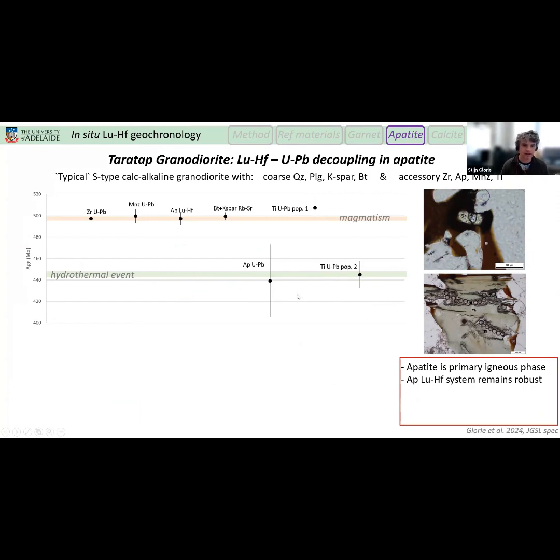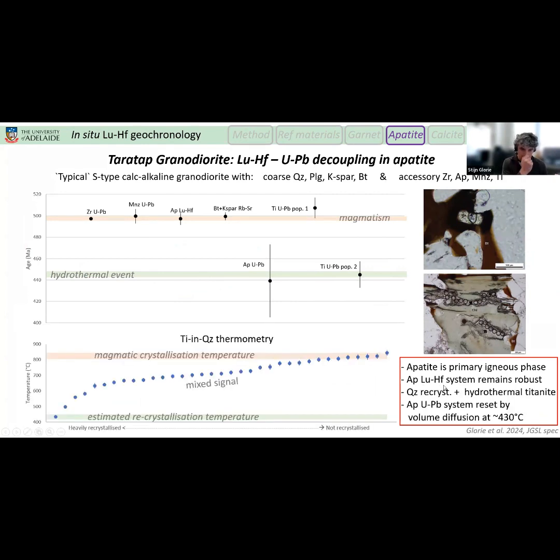But clearly some of that has also affected the apatites inside the same rock. Key point is that the apatite hafnium system remains robust to whatever that secondary event was.